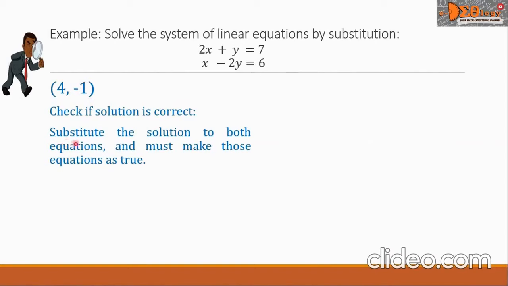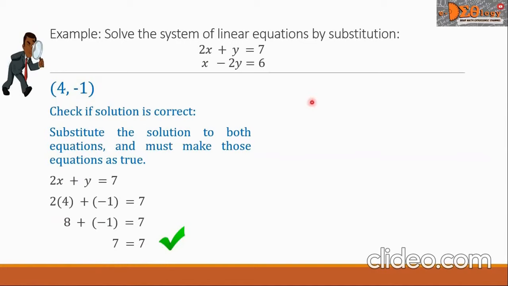What we're going to do is substitute the solution, or this ordered pair, into both equations, and it must make those equations true. So the first equation is 2x plus y equals 7. Let us substitute x to be 4 and y to be negative 1 respectively. So we have 2 times 4 plus negative 1 equals 7. 2 times 4 is 8, plus negative 1 equals 7, which is equal to the right side, 7 also. So the first equation is true when we substitute our answer here.